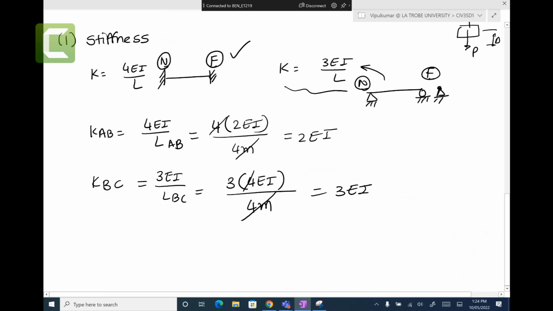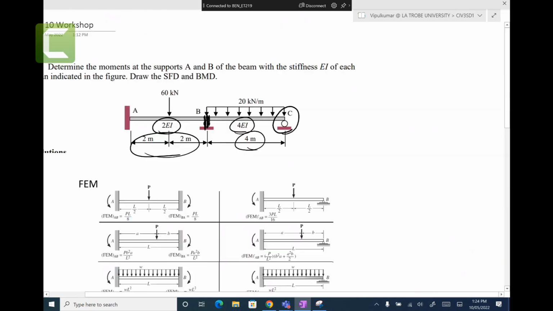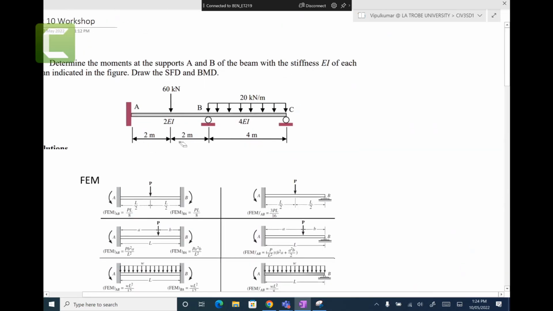So 3EI. Look at the stiffness. 2EI for BA, 3EI is BC. Remember that. Which one is stronger, AB or BC?